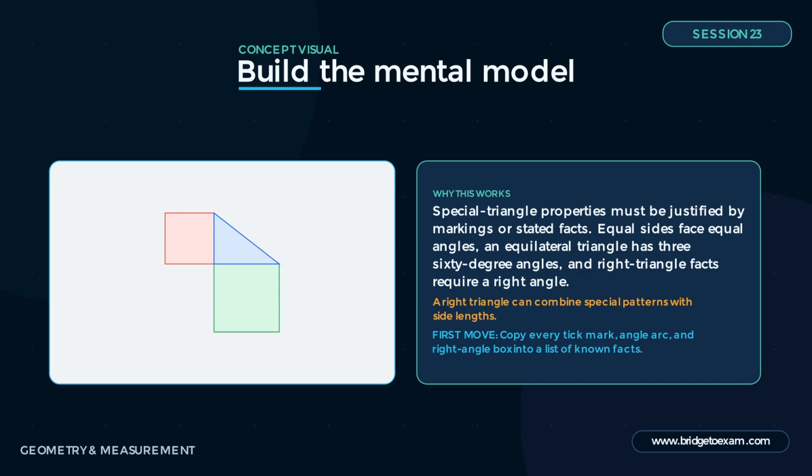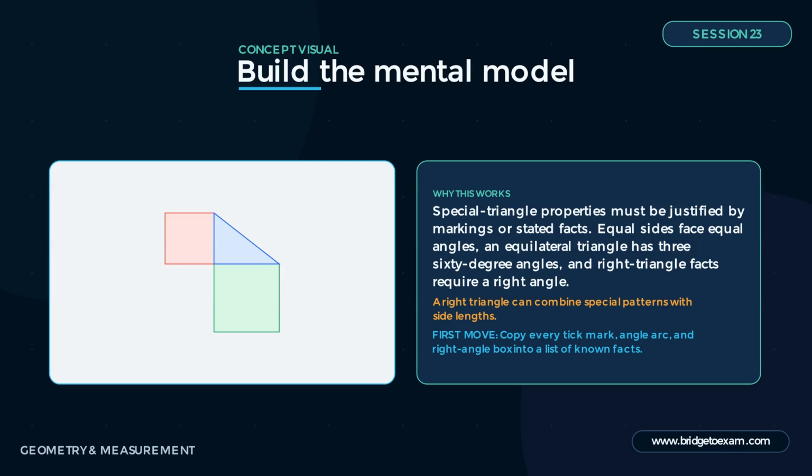Equal sides face equal angles. An equilateral triangle has 360-degree angles, and right triangle facts require a right angle. Trust markings and stated relationships, not visual appearance. Diagrams are communication tools, but they are not guaranteed to be drawn to scale.